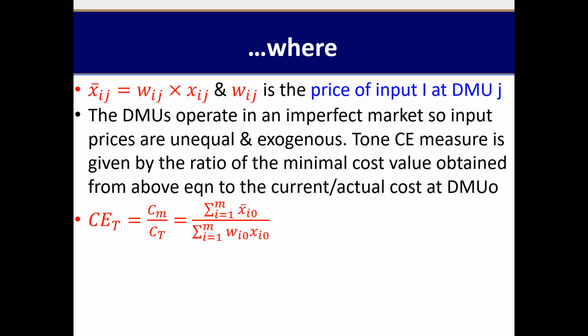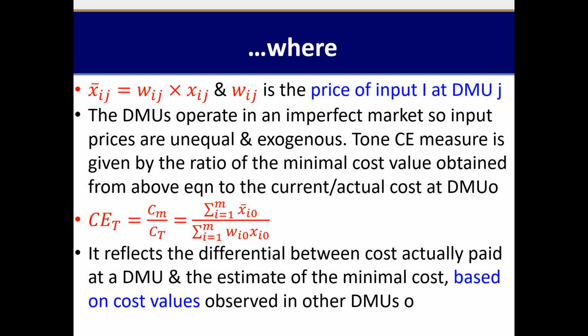In the Tone model, the minimum cost is the minimum cost for all firms in the industry. And in the Farrell model, the minimum cost is the minimum cost at the firm level. When we come with the real examples, you'll understand. Okay. So the Tone cost efficiency shows the differential between the cost actually paid and the estimate of the minimum cost, which is based on values.